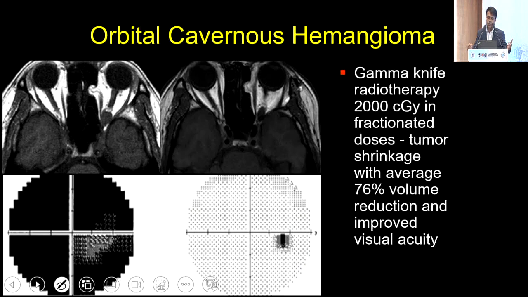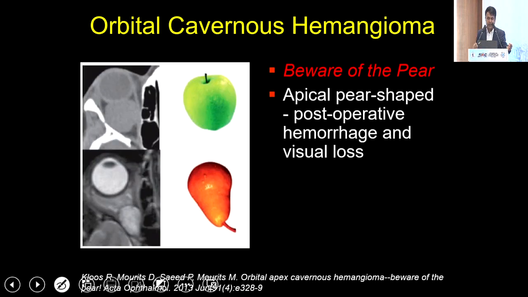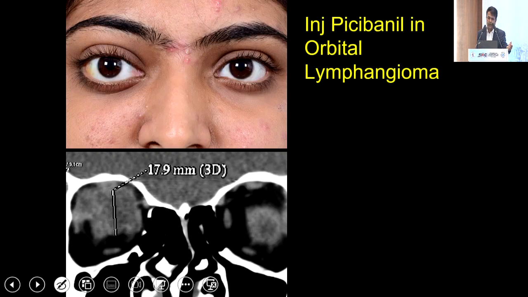2000 centigray was used in this published case, where you see this tumor, which is very much apical, has become much smaller with complete reversal of the visual field effect. So the current concept is, if a tumor is in the shape of a pear, if it is impinging on the superior orbital fissure and the orbital apex, you may not want to surgically operate and consider other alternative modalities. Now, some patients we deal with only injections.